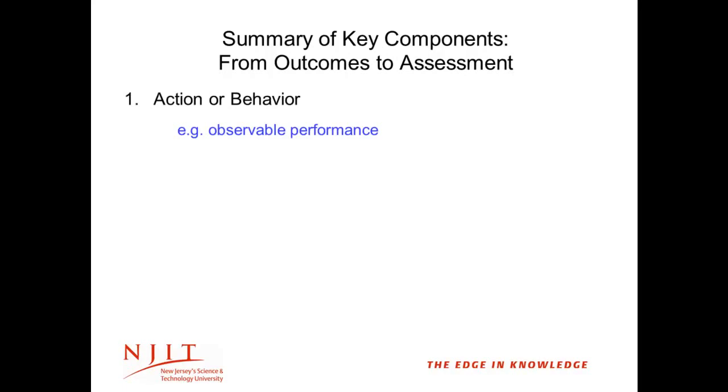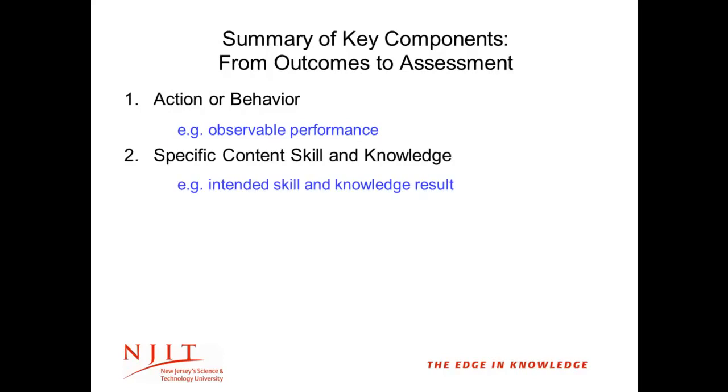So that first part, again, is the action or behavior. It needs to be observable performance. Remember I told you there are four parts. The second part is the specific skills and knowledge. This is not the topic, not the broad topic, but the actual skills and knowledge. And we have some slides on that in a few. The next is your level of achievement, called the performance indicators.